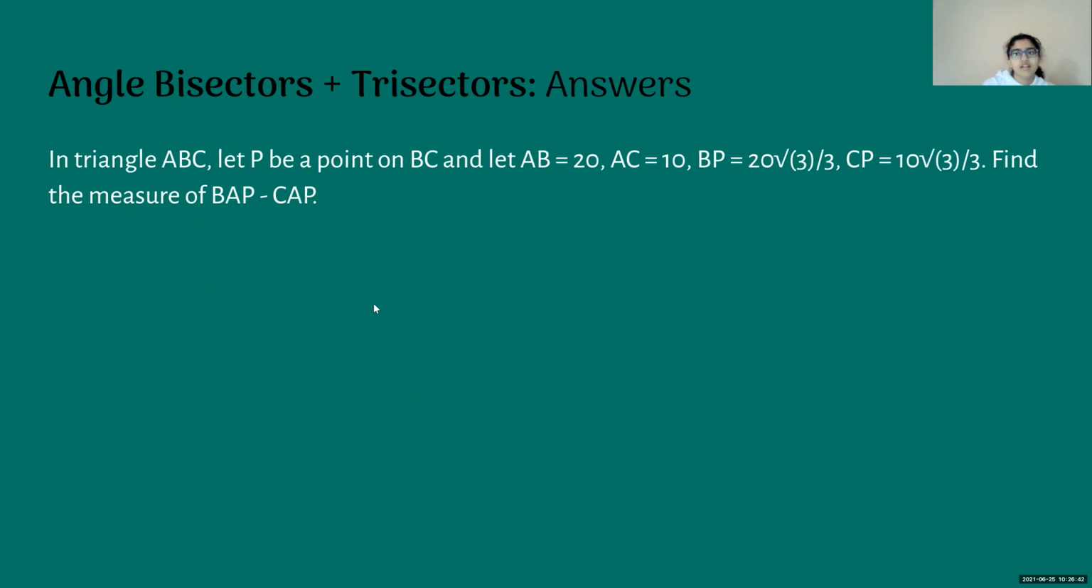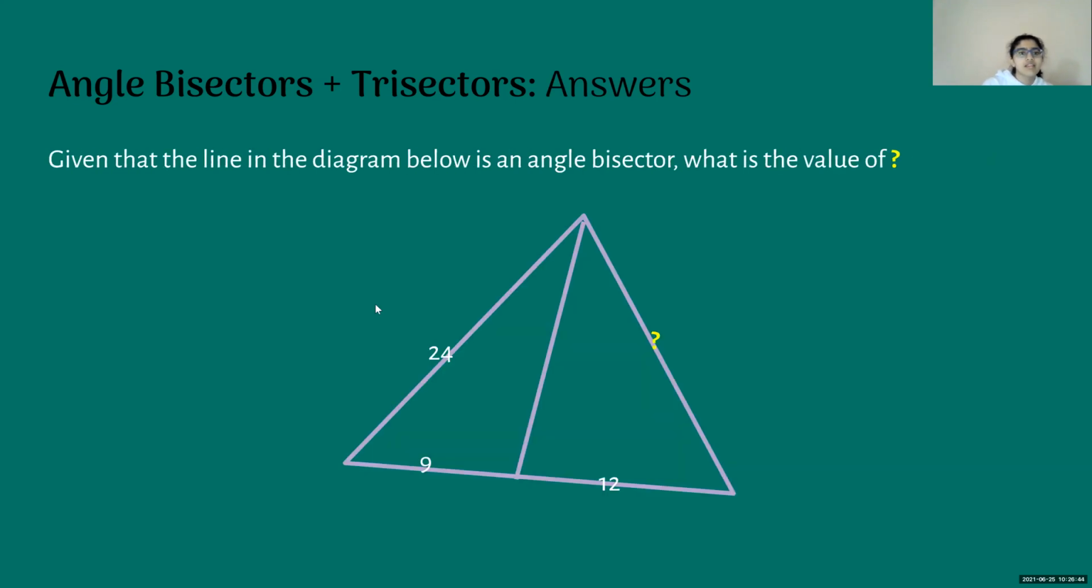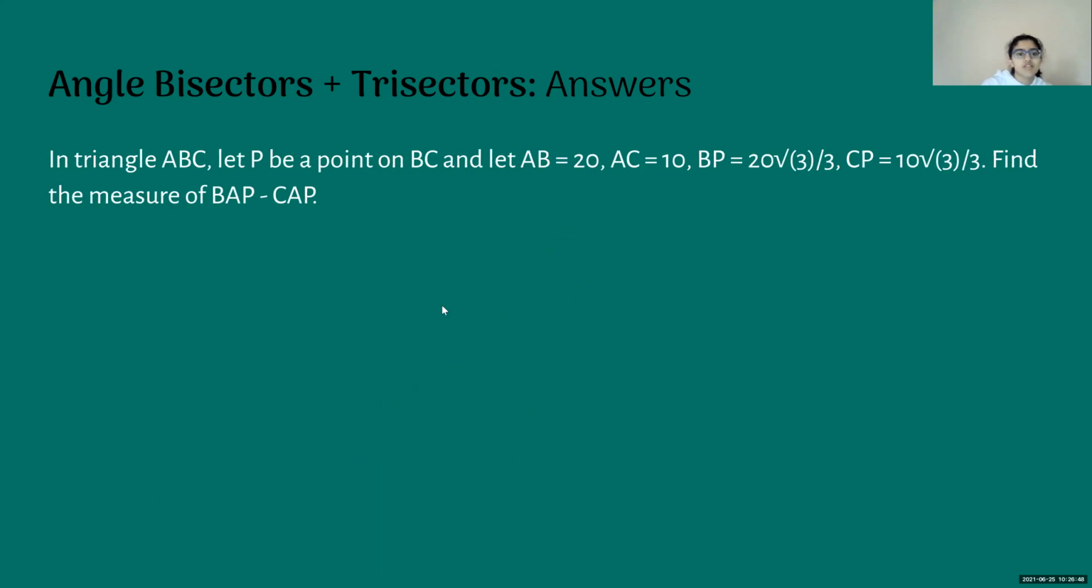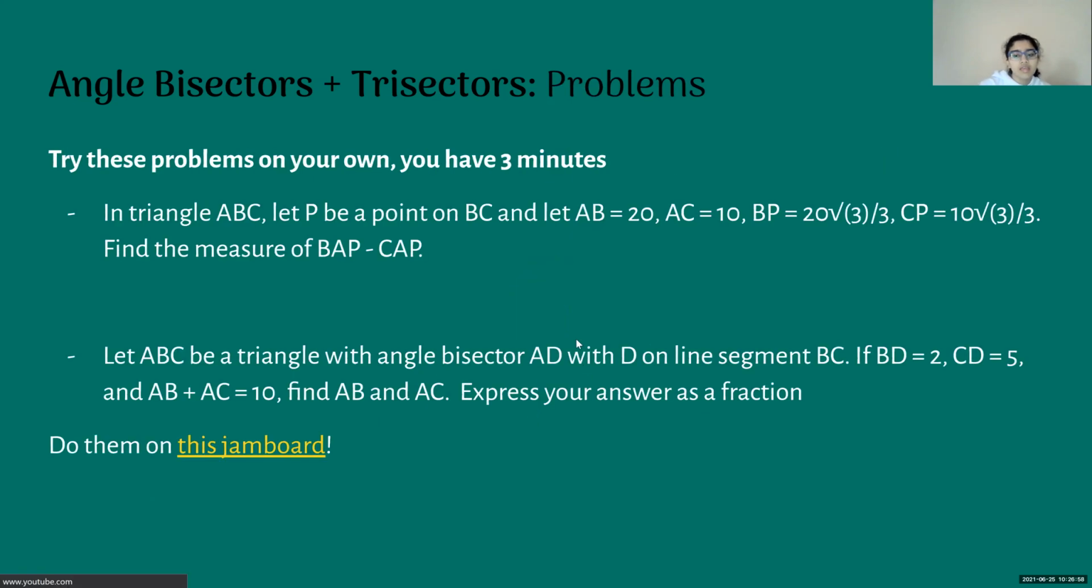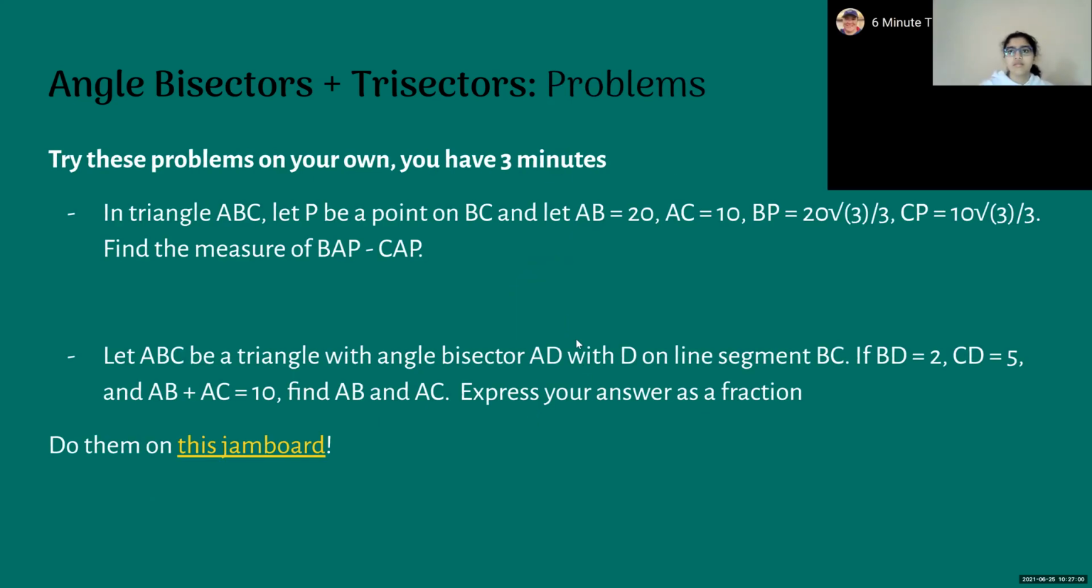Okay, so the answers: I explained this one, and I was supposed to draw a diagram here, but anyways, we get 0 for that, so that means that it was the angle bisector, and we get that the value of the question mark over here would be equal to 9.